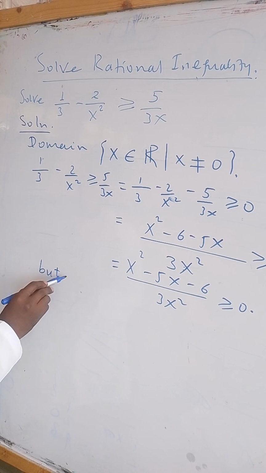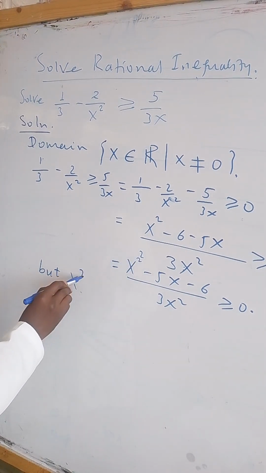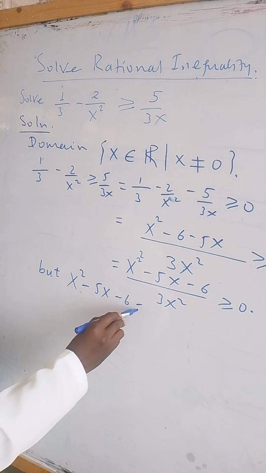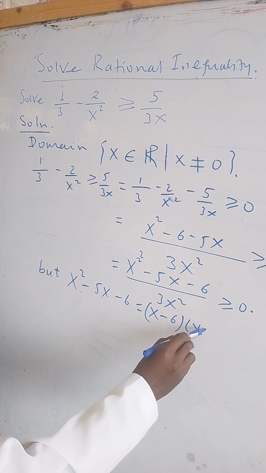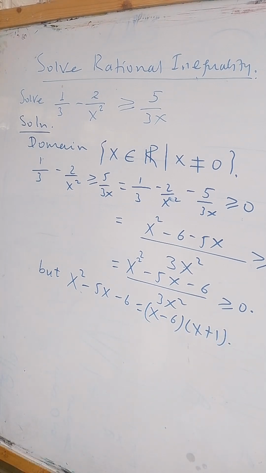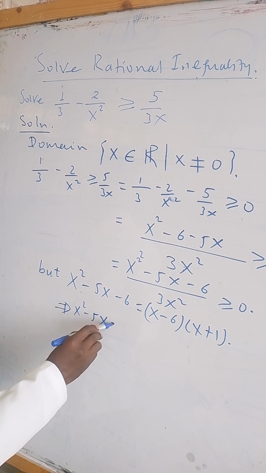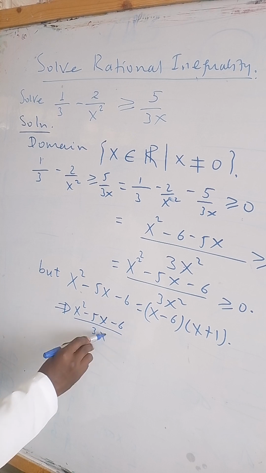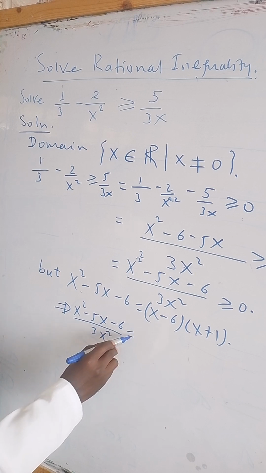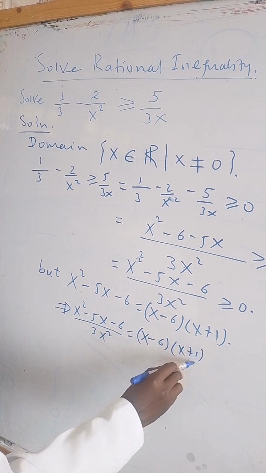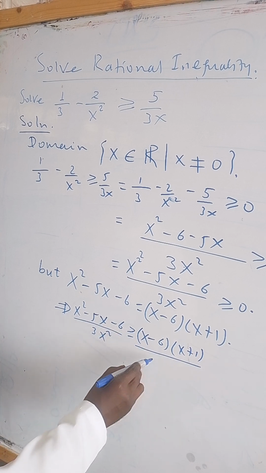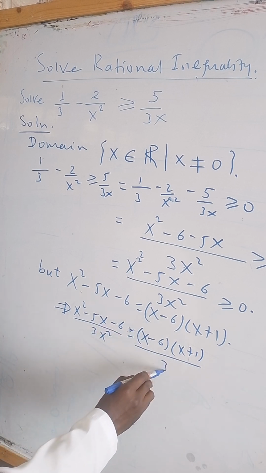Now let's take the numerator, x² minus 5x minus 6, and factorize this one. By factorizing, we can write it in the form (x minus 6)(x plus 1). So the factorized form of x² minus 5x minus 6 is (x minus 6)(x plus 1). So (x² minus 5x minus 6) divided by 3x² is equal to (x minus 6)(x plus 1) divided by 3x², which is greater than or equal to 0.